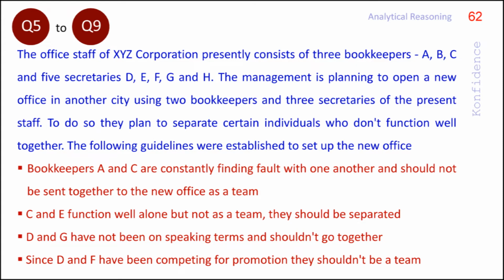Bookkeepers A and C are constantly finding fault with one another and should not be sent together to the new office as a team. C and E function well alone but not as a team. They should be separated. D and G have not been on speaking terms and shouldn't go together. Since D and F have been competing for promotion, they shouldn't be a team.